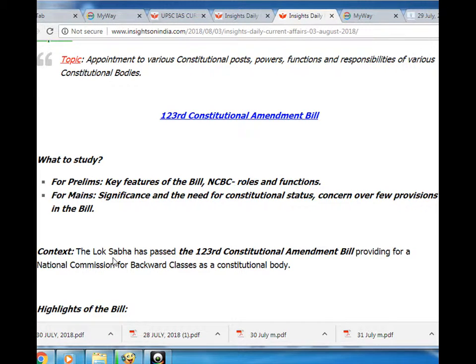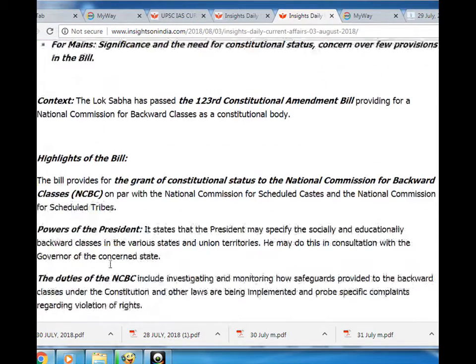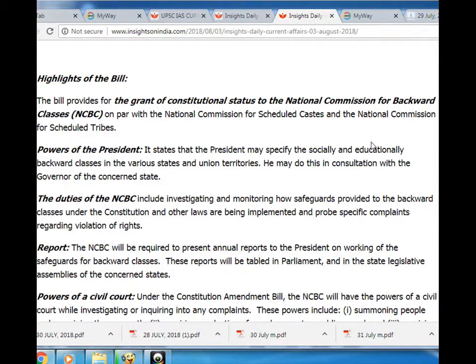Overview. Context: the Lok Sabha has passed the 123rd Constitutional Amendment Bill providing for a National Commission for Backward Classes as a constitutional body. Highlights of the bill. The bill provides for the grant of constitutional status to the National Commission for Backward Classes, NCBC, on par with the National Commission for Scheduled Castes and the National Commission for Scheduled Tribes.